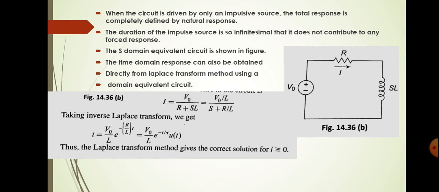So in the case of an impulsive source, you can find the equation for the time domain current from the Laplace transform method by using the S domain equivalent circuit. You have to understand one thing: the current will decay in the form of the natural response of the series RL circuit. That is, the time domain value of the current is V0 by L into e raised to minus t by tau into u of t.